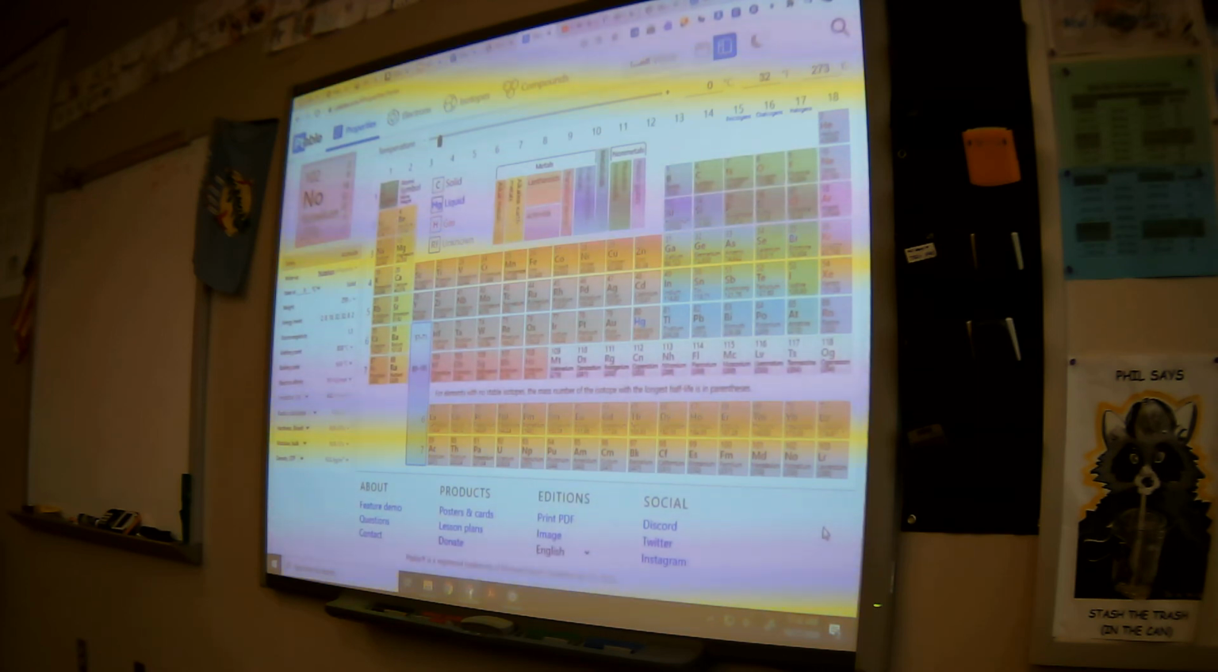So, why do we care about valence electrons? First off, what is a valence electron? Outer shell. Why do we care about the outer shell and not the inner shell? Easier to manipulate. Yeah, those are the ones that actually interact with things, right?